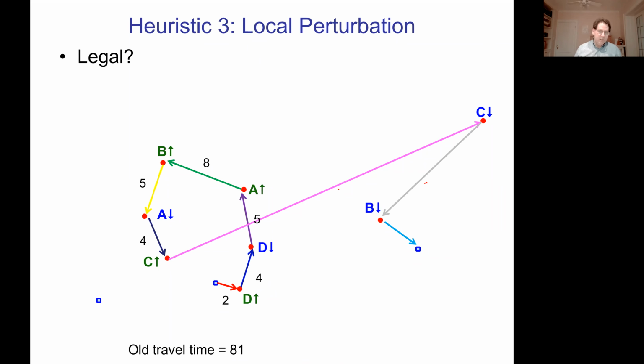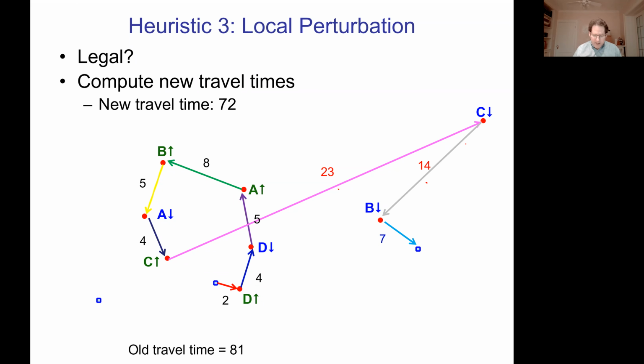I also have to check if it's legal. This one is legal because I'm still picking everything up before I drop it off. But there are some perturbations that might not be legal. As I said, I need to compute new travel times. Maybe I looked them up in my matrix, so I've got that nice matrix built. And if I add all these new travel times up, it turns out that it's lower. Travel time is 72. It's better than my old 81. So I choose to make the change. If I found that it was worse, then I just wouldn't make the change.